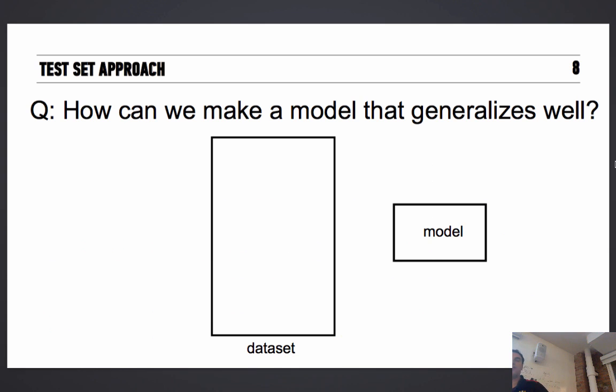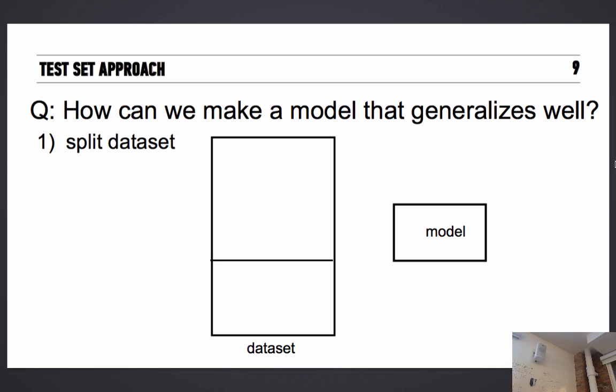So how do we build a model that generalizes? Because obviously, we haven't seen the unseen data yet. Think of it this way. Here's a rectangle. This is our data. All of our data. So all 150 irises. All 20,000 UFO sightings. All of them. And here's my model. It's the white box, not the black box. We know what's going on inside.